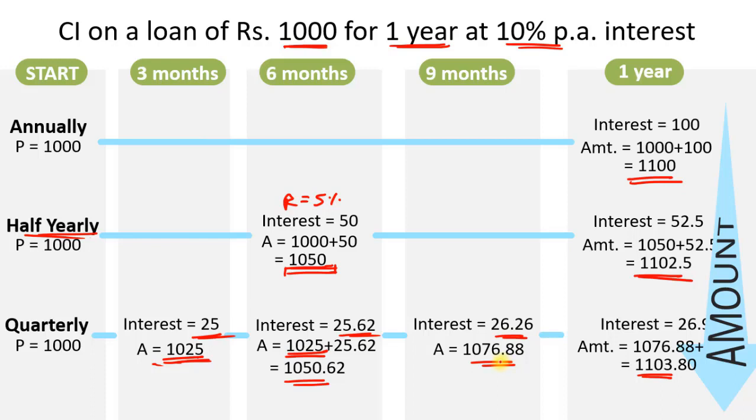And for your information, in India, banks use quarterly compounding to calculate interest in fixed deposits.